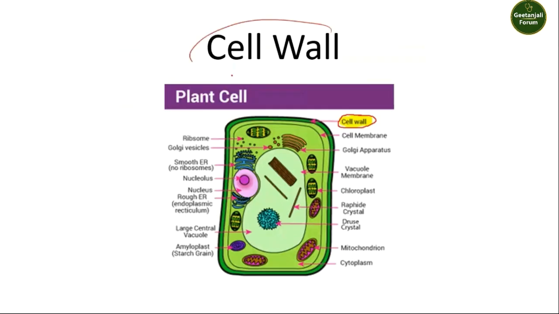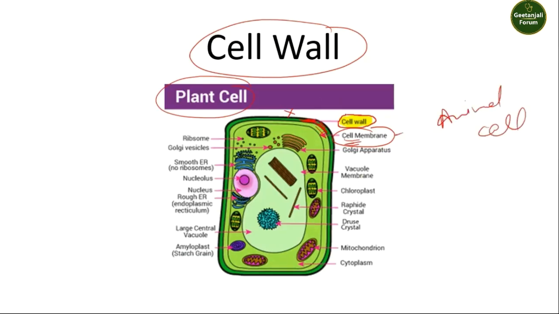Now next is cell wall. It is found in plant cell only. Cell wall is not found in animal cell. Cell wall is the outermost layer of the plant cell, and inside that the plasma membrane or cell membrane is found. While in animal cell, this outer cell wall is not present. It has the cell membrane as the outermost layer in the animal cell. Now we will study about the cell wall.